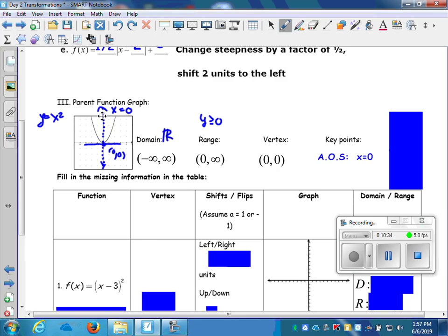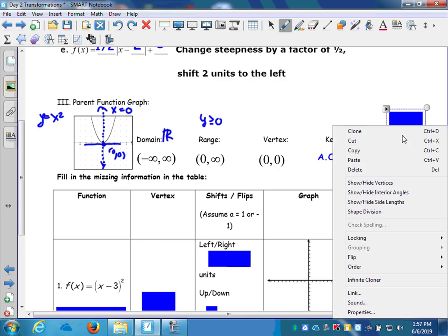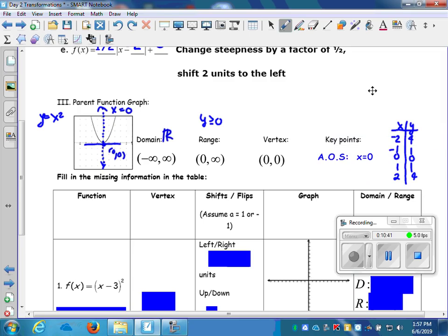Now, table of values for this. What I like to do for a quadratic is list 5 key points. And you can add this table onto your paper as well. Notice that I have the vertex in the center at 0, 0. Now, if you type this in your calculator, y equals x squared, you can look at the table of values. But it's very quick to do the parent function and its table for a quadratic.